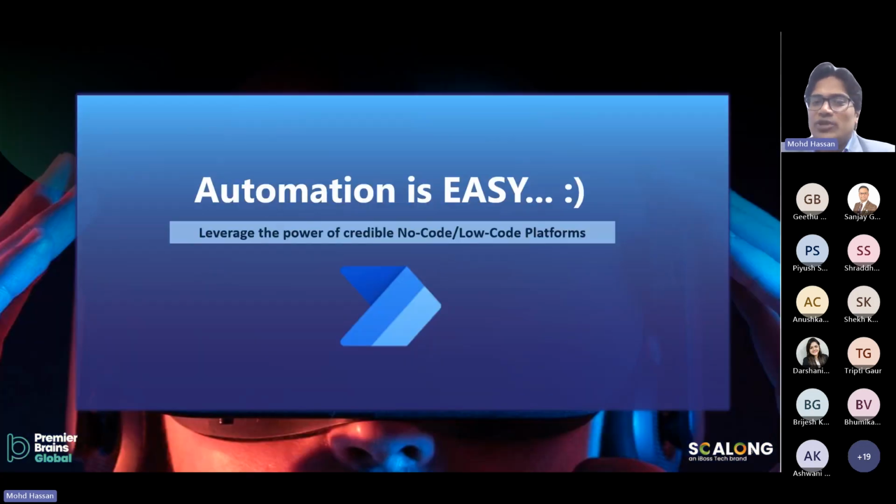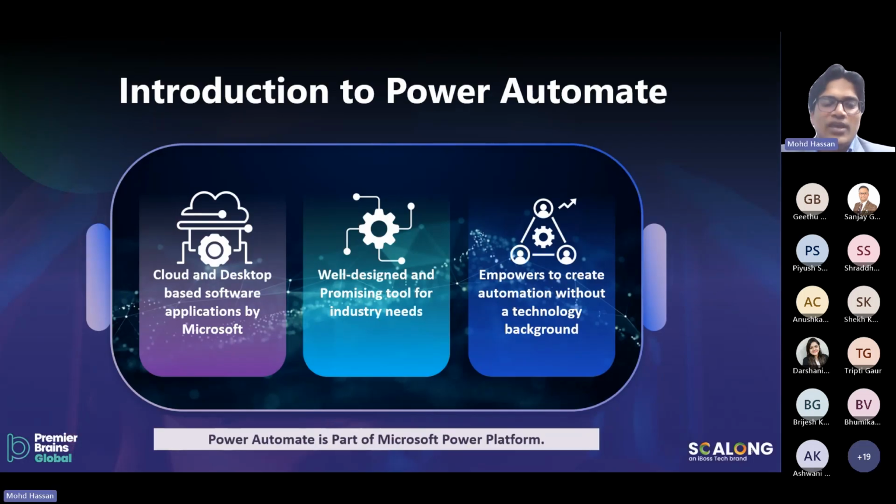Coming to automation, Power Automate allows the user to create automated workflows between the various applications and services. It is designed to help the user automate routine and repetitive tasks, saving time and effort. We have the cloud and the desktop versions. They are well designed and promising tools for the industry. It connects different systems, applications, and data sources, such as Microsoft 365, SharePoint, Dynamics, Power Apps, OneDrive, or anything. Power Automate provides hundreds of pre-built templates and connectors, which make our life even easier.